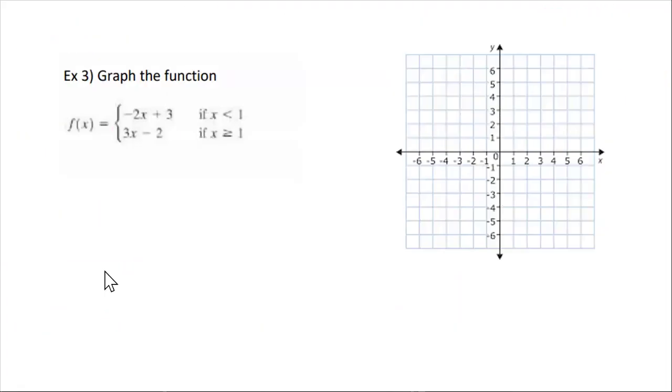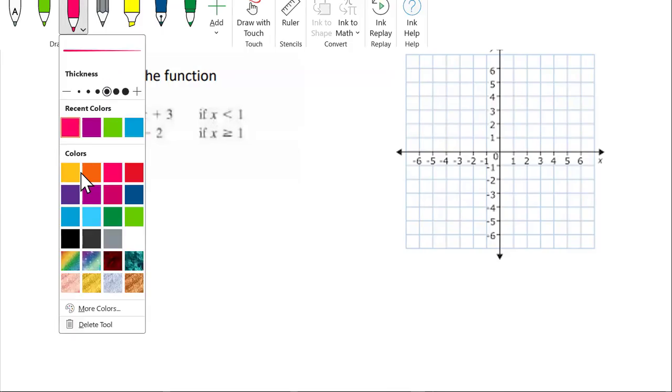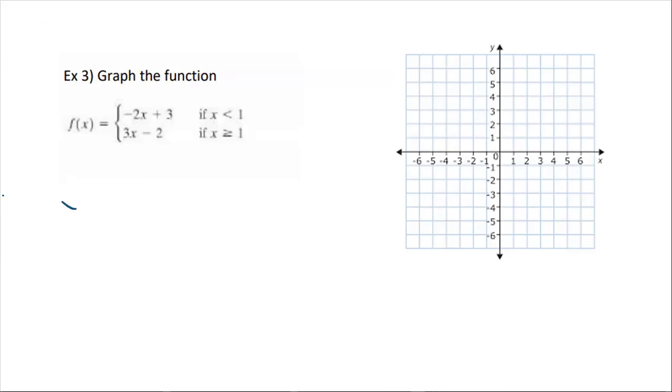So let's look at this next part. Here they want us to graph the function. So we have negative 2x plus 3. Let me write that down. I know that's a little bit fuzzy. So we have y is equal to negative 2x plus 3, and the other one is y is equal to 3x minus 2. What it wants us to do is graph these.